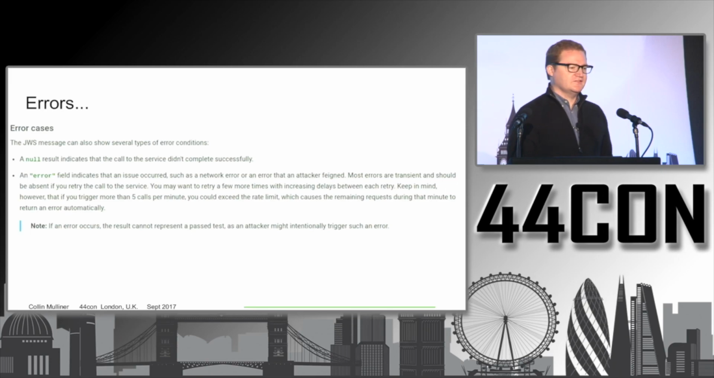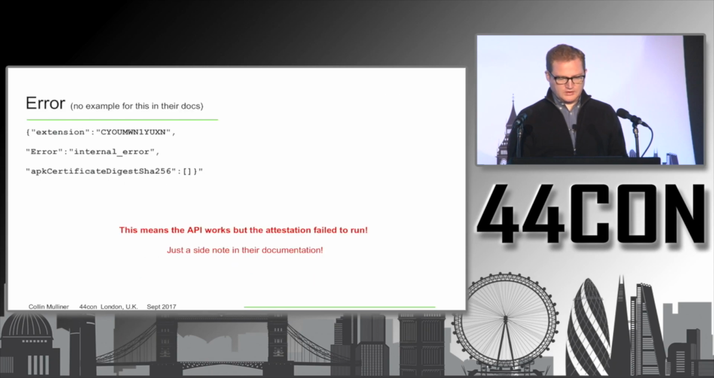So of course, error cases. SafetyNet is of course a network-based service. So you run a local check, and then you send the data back to Google, and then Google sends data back to you. So a lot of things can go wrong. They have a bunch of error cases, and one of them is just, hey, something went wrong, and then you just get an empty field. They have this as a tiny footnote, like, hey, something might happen, and you just get this error field set.